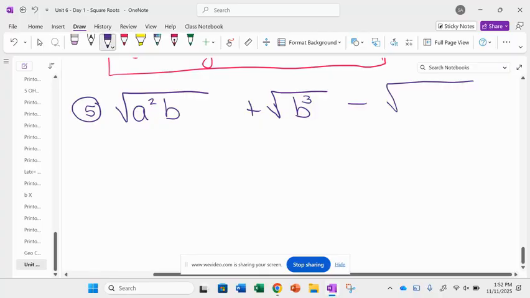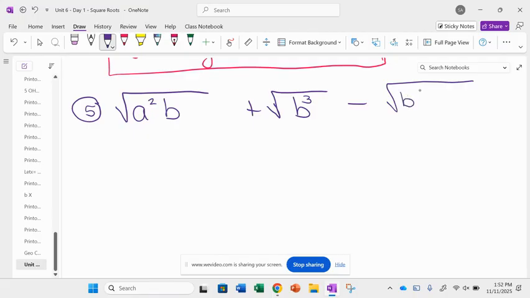So we have the root of a squared b plus the root of b cubed minus the square root of b times the quantity of a minus b squared.